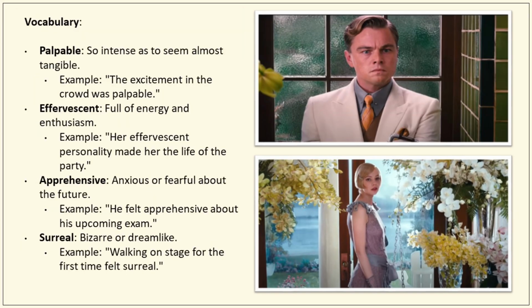Let's look at the vocabulary we have learnt. Palpable. It means so intense as to seem almost tangible. The excitement in the crowd was palpable. Effervescent. It means full of energy and enthusiasm. Her effervescent personality made her the life of the party. Apprehensive. It means anxious or fearful about the future. He felt apprehensive about his upcoming exam. Surreal. It means bizarre or dreamlike. Walking on stage for the first time felt surreal.